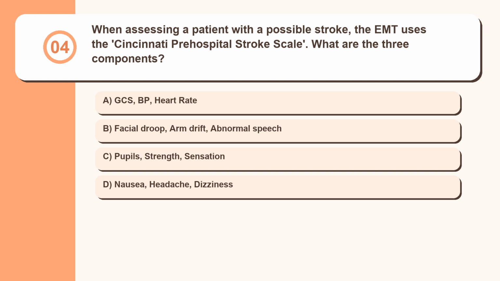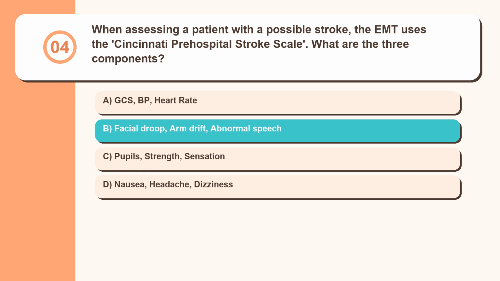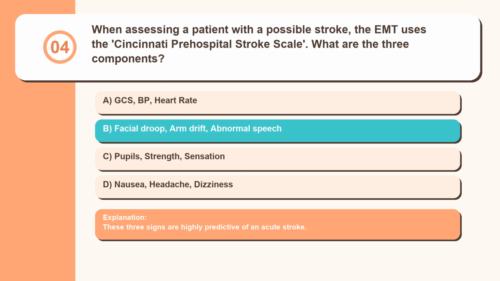Question 4. When assessing a patient with a possible stroke, the EMT uses the Cincinnati Pre-Hospital Stroke Scale. What are the 3 components? GCS, BP, heart rate, facial droop, arm drift, abnormal speech, pupils, strength, sensation, nausea, headache, dizziness. These 3 signs are highly predictive of an acute stroke.